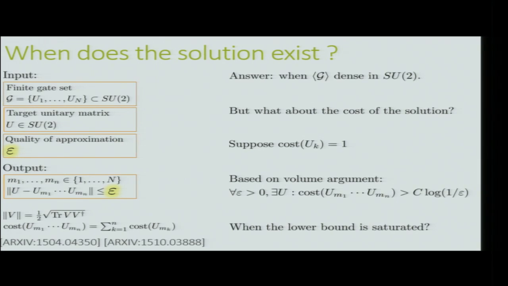From a volume argument, we can show a lower bound: there will exist unitaries that require a cost of at least C log 1 over epsilon to implement. The next question is, under what conditions can this lower bound be saturated? So, for example, is this true for any G from here?